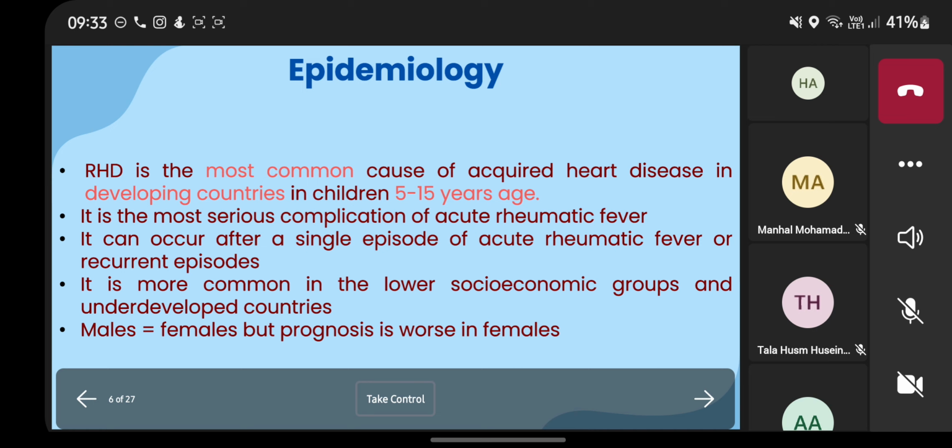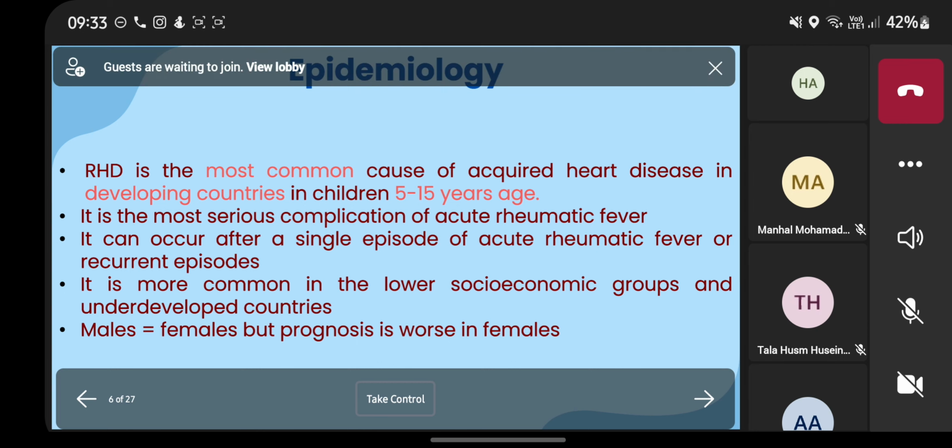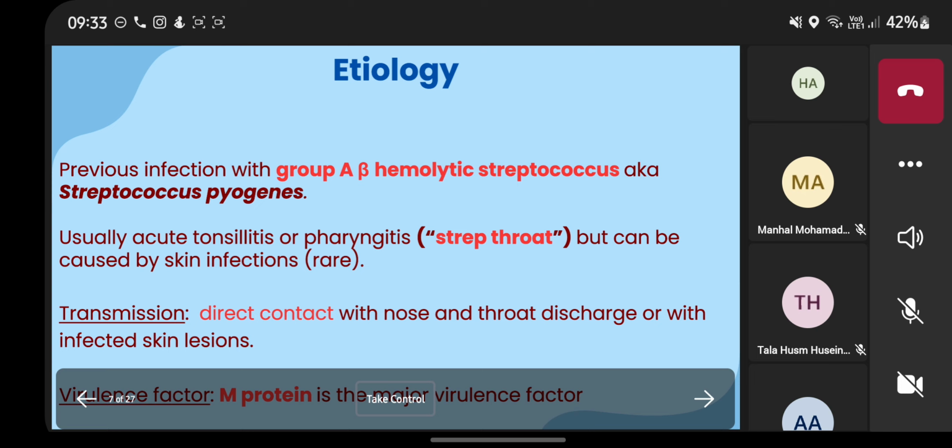For the epidemiology, rheumatic heart disease is the most common cause of acquired heart disease in developing countries, especially in children between the ages of 5 to 15 years, and it's a serious complication of rheumatic fever. So if you see a case of rheumatic fever, don't just neglect that child or treat him conservatively. You have to keep in mind rheumatic heart disease as one of the most common complications of rheumatic fever. Males and females are both affected equally, but the prognosis in females is much worse than in males.